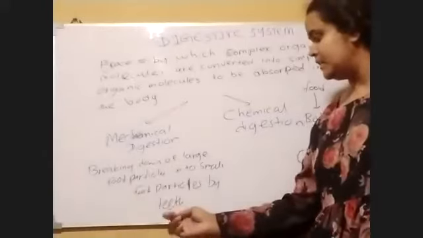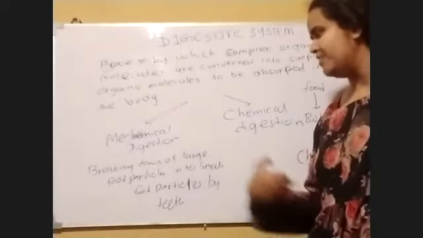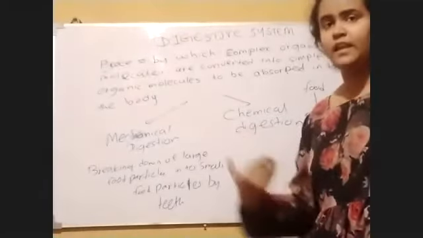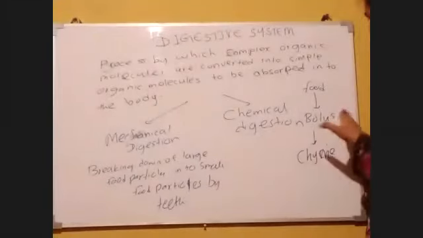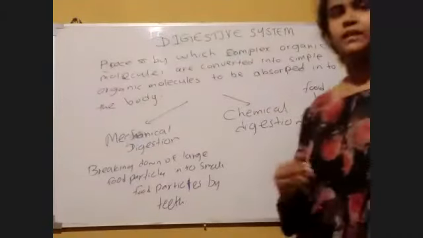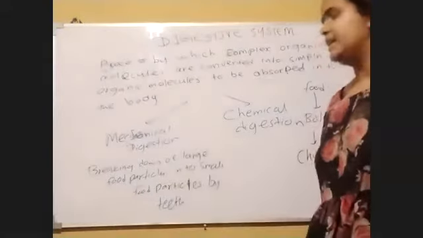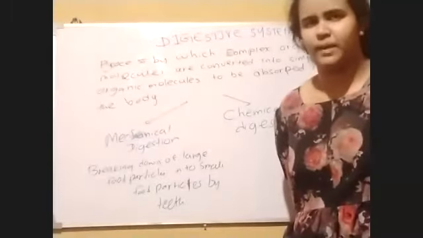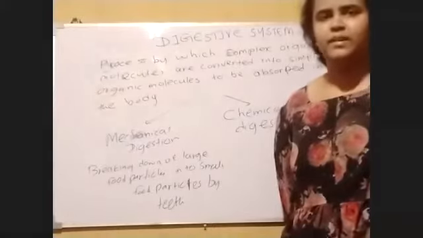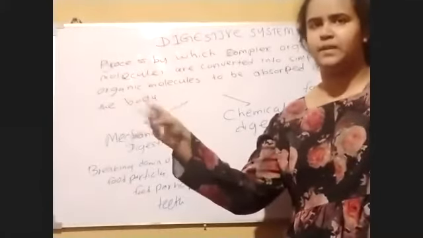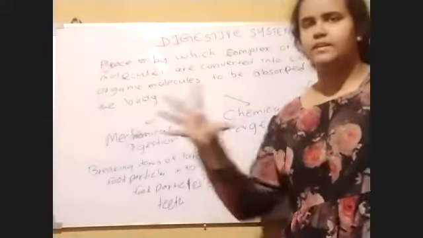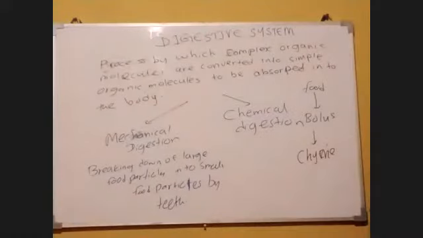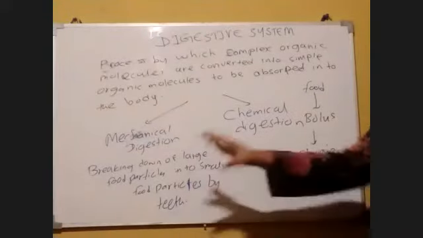In the teeth, the breaking down of large food particles into small food particles is one type of mechanical digestion that takes place in the buccal cavity with the aid of teeth, and converting this bolus into chyme is another example of mechanical digestion that takes place in the stomach due to the peristaltic movement. So what is this peristaltic movement? There is some sort of motion in our stomach, and it is like this. This motion is called peristaltic movement.